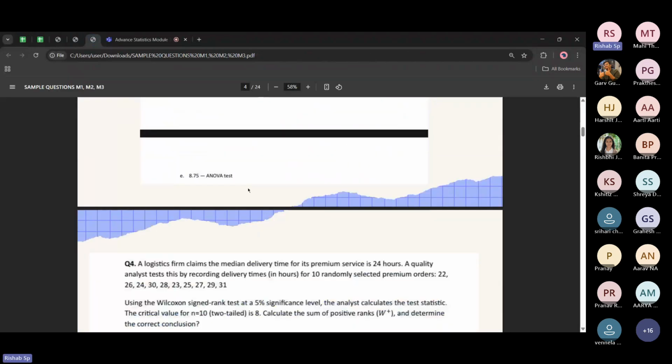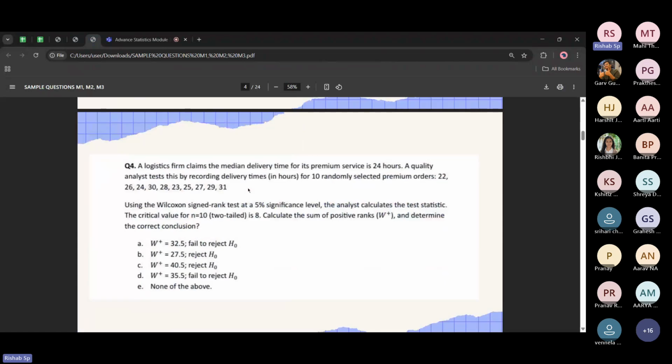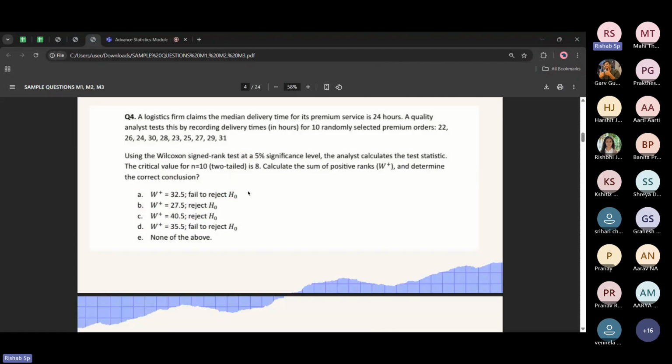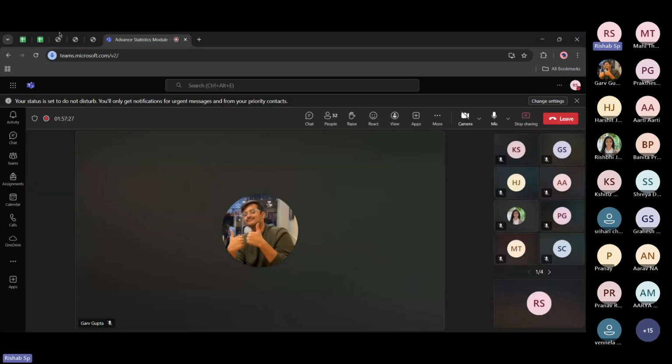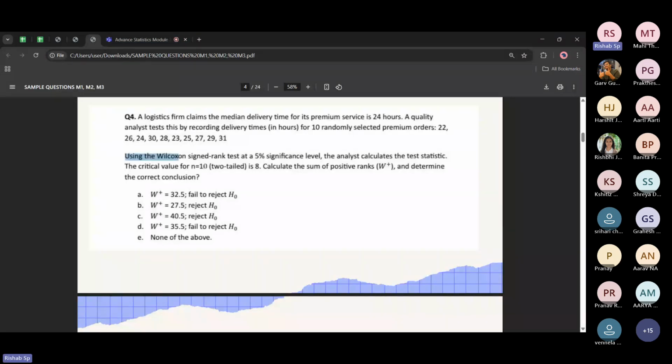Fourth question. A logistic firm claims that median delivery time for its premium services is 24 hours. A quality analysis test records delivery times at random: 22, 26, 24. This question, we should find the Wilcoxon signed rank test, right? And determine the conclusion. Fine. So we'll do that.